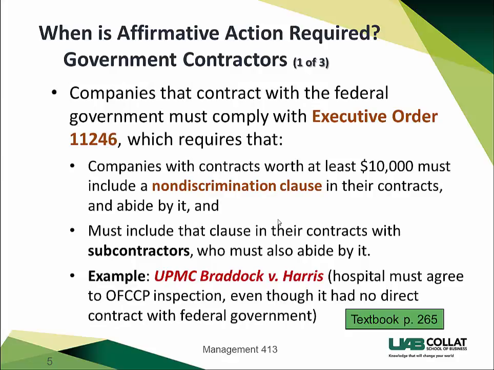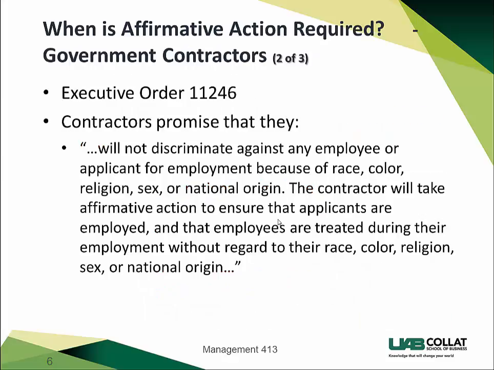So if you have a contract with the federal government, you are subject to Executive Order 11246 that's been around for over 50 years. Any contract for more than $10,000 requires that you do two things that we'll see in the next slide or two. It also requires that your subcontractors do those same things. Look at the case at page 265 of the textbook, where that was a surprise to a hospital in Pittsburgh that had no direct contract with the government, but it was a subcontractor to someone who did.